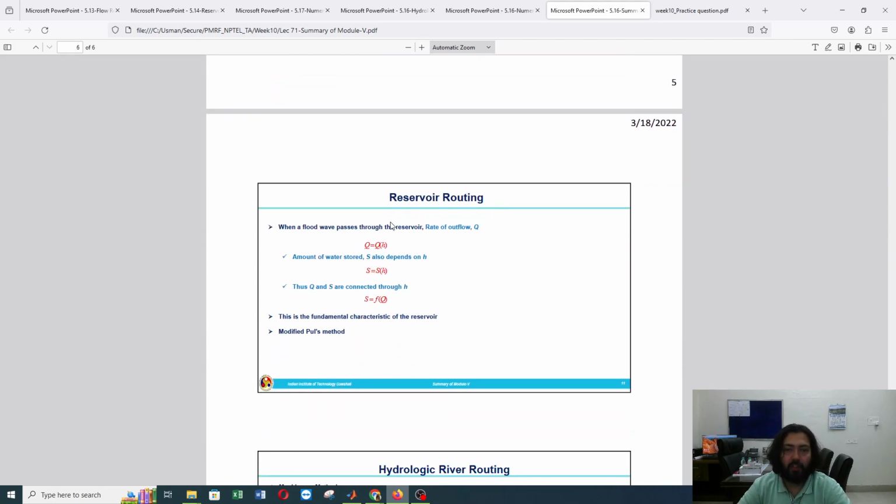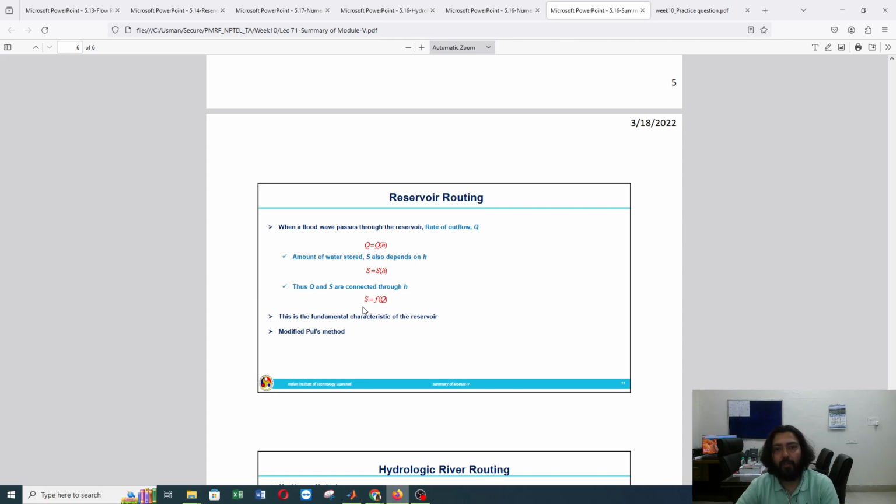Then we talked about reservoir routing. There we have studied how reservoir routing works. There is a relation between storage capacity as well as the outflow. So we have derived a relation between S and Q. So how have we derived that? We know that the rate of outflow depends upon elevation, and also the storage capacity depends on elevation. So there we can relate that storage is a function of discharge.